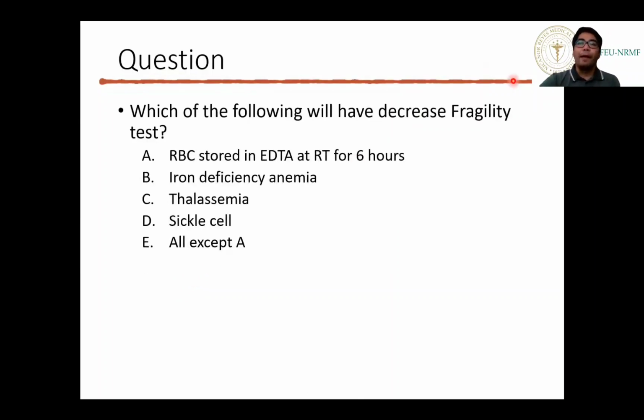Okay, another review question. Which of the following will have a decreased fragility test? Decreased fragility test. Okay, decrease. RBC stored in EDTA at room temperature for 6 hours. Okay, iron deficiency anemia, thalassemia, sickle cell. Okay, now, ano kaya ang sagot natin dito? Pagka iron deficiency anemia, thalassemia, sickle cell, lahat sila decreased fragility, increased resistance. Why is it that the iron deficiency anemia and thalassemia and sickle cell have in common?